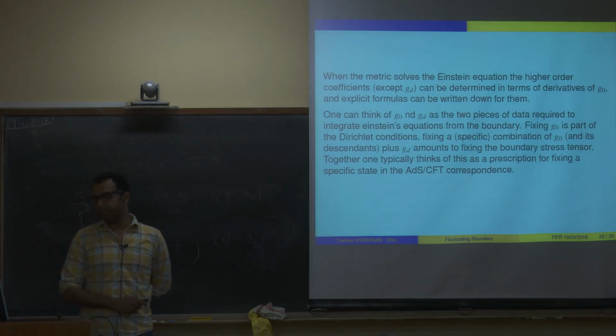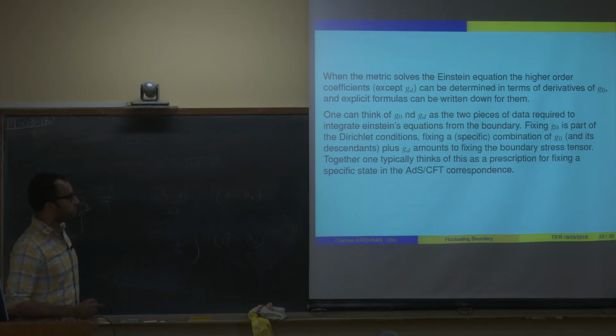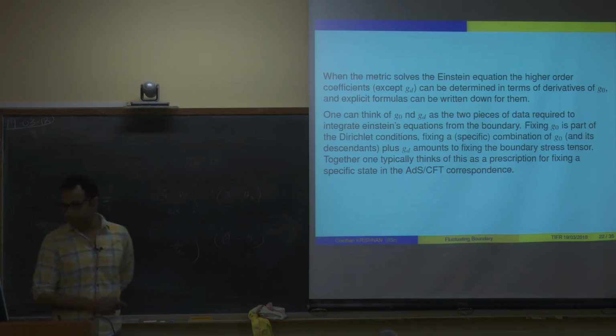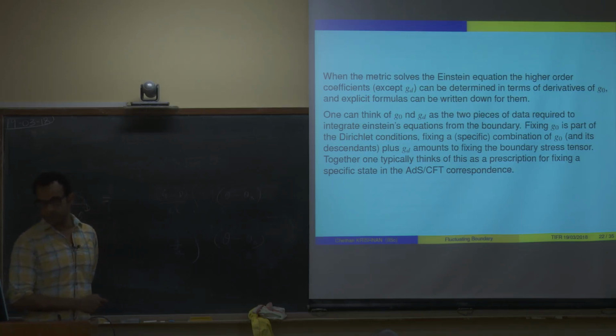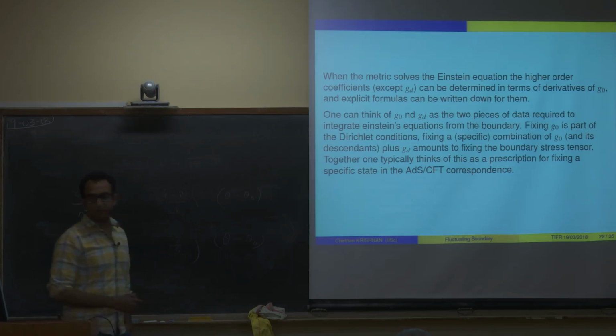When the metric solves the Einstein equation, the higher order coefficients except GD can be determined in terms of derivatives of G0. These are all standard ADS/CFT lore. G0 is part of the Dirichlet condition. Fixing a specific combination of G0 and GD is what amounts to fixing the boundary stress tensor. If you fix both, you have fixed a specific state in the ADS/CFT correspondence.